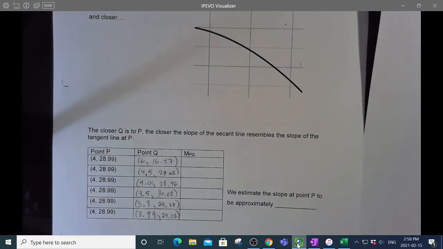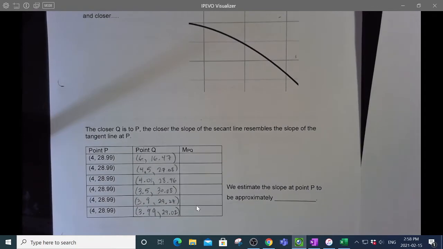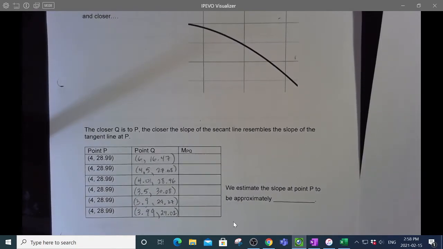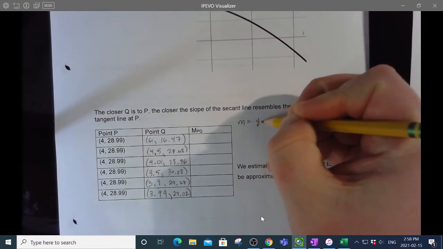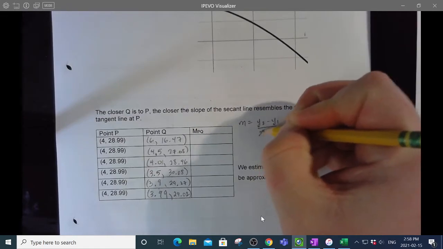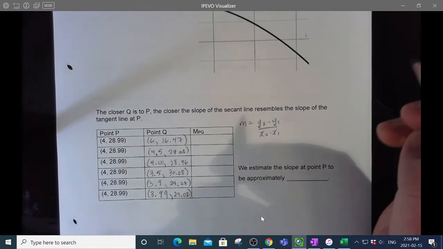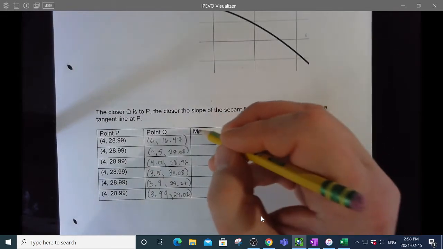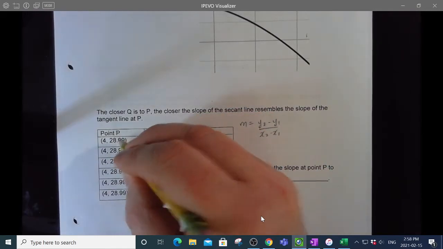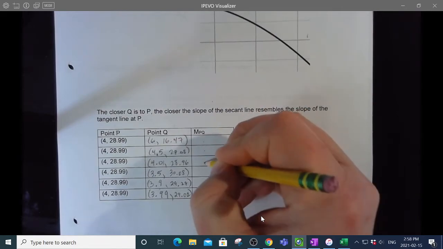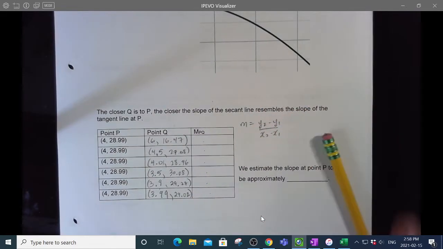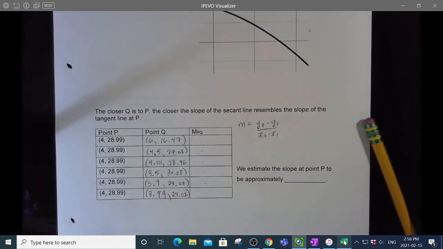Now, next I have to actually get the slope from this point to this point. Remember how slope works, right? The slope formula is y2 minus y1 over x2 minus x1, right? And so I'm going to actually have to get this number minus that number, and then this number minus this number into here, and then I want to repeat that calculation in each one of these cells. So I'm going to do that in Excel as well.